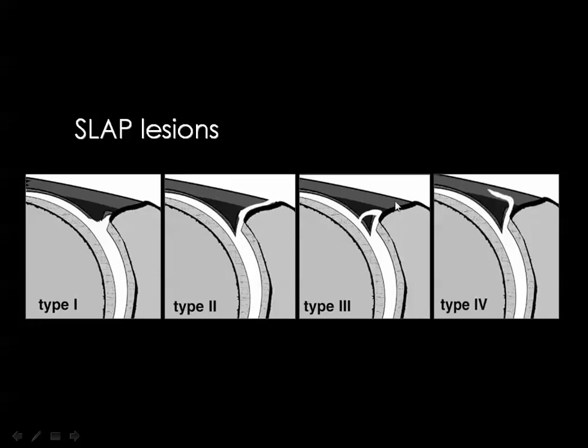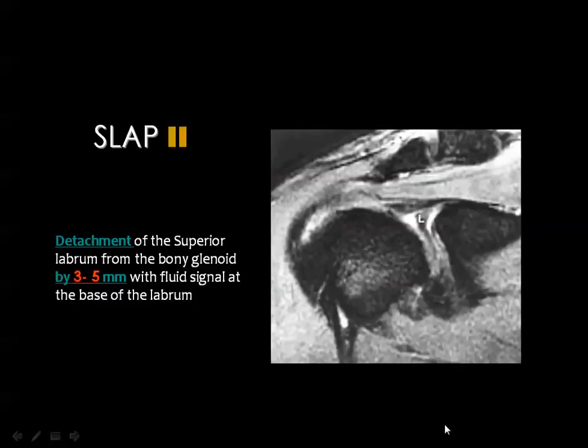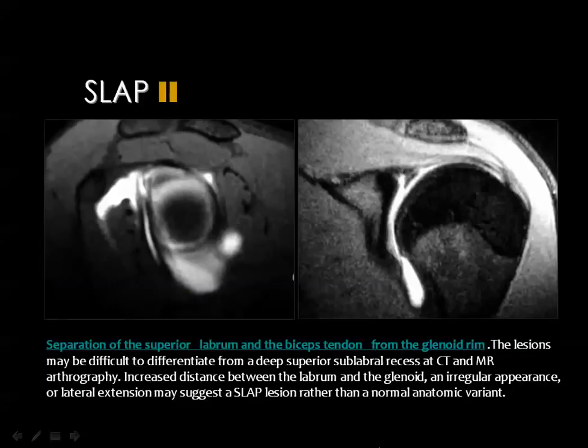Then type 3 means that you got two pieces of the superior labrum, and you see this tear that has separated part of the labrum. And type 4 means that the tear has passed into the tendon of the long head of the biceps. Then abnormalities within the labrum itself, within the triangle of the labrum itself, will be considered as a SLAP type 1 injury. But if the base of the labrum has detached for a distance more than 2 to 3 millimeter, and this distance is occupied by fluid signal, then you consider a SLAP type 2.